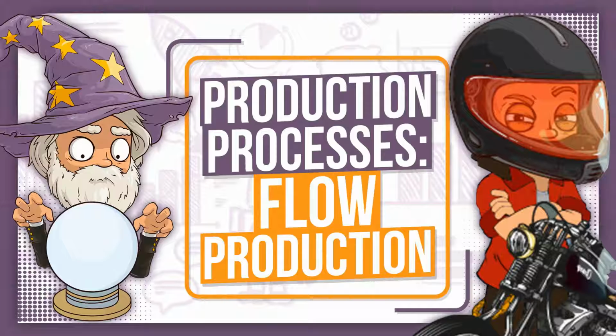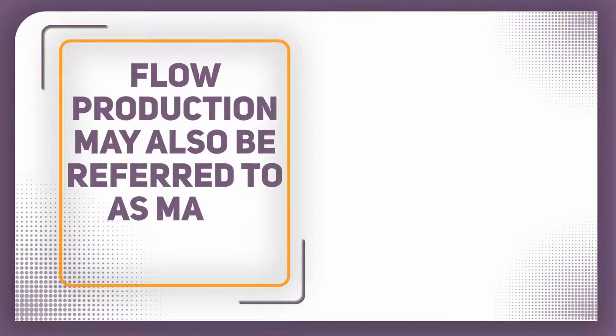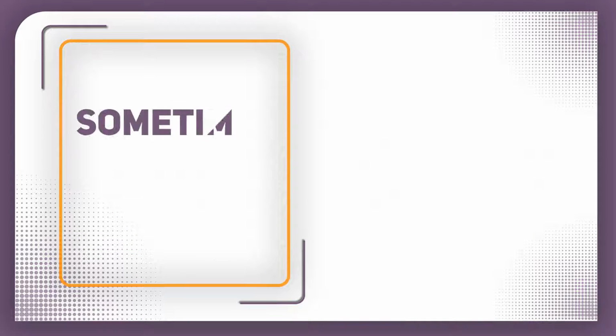In this video, we're going to focus on the final production process, flow production, where large batches of identical products are produced at the same time. It's important to note that flow production may also be referred to as mass production, so try to avoid any confusion with these particular terms. Flow production is typically used for mass-produced goods and describes the continuous output of identical products in large quantities, sometimes very large quantities.